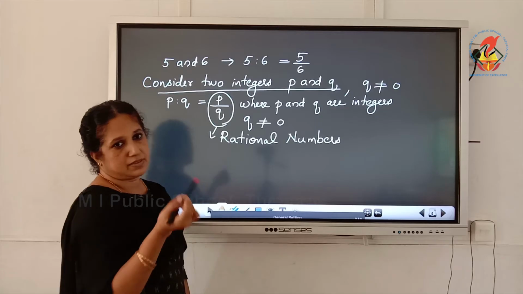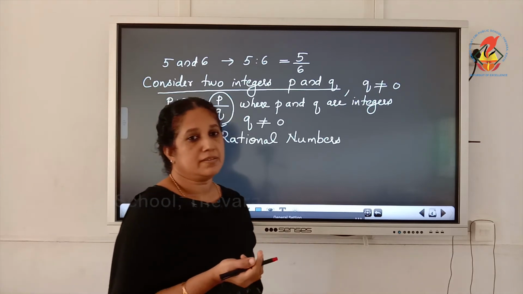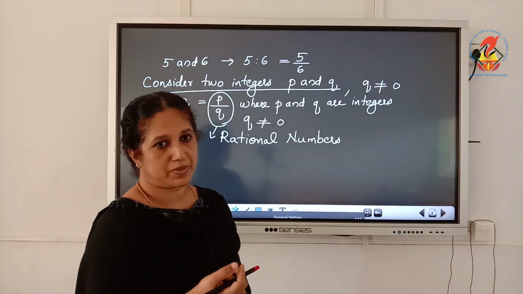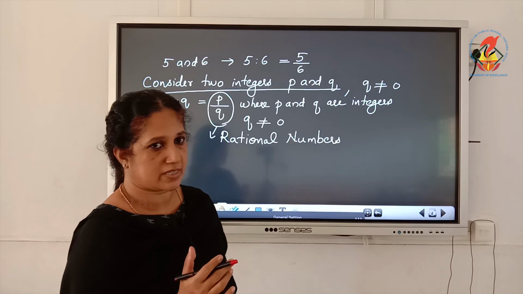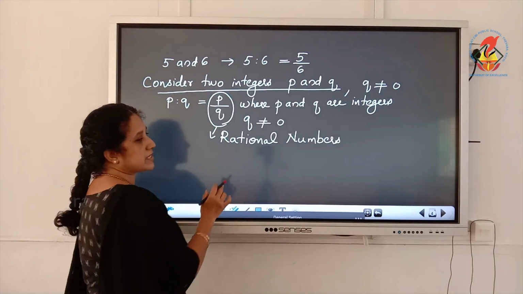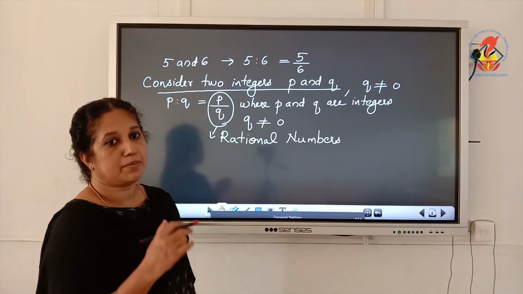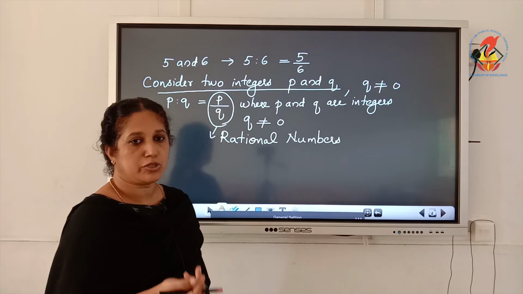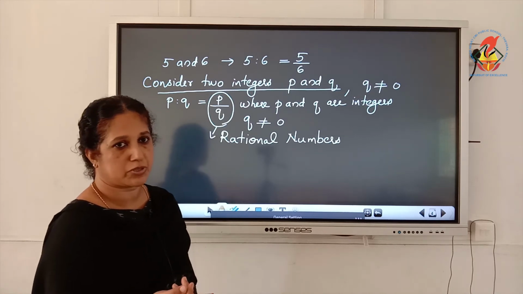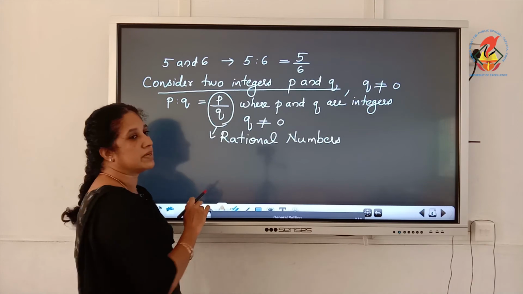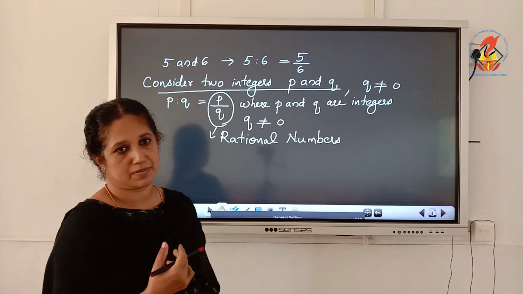The word rational comes from the term ratio between two integers. So if we can express a number in the form p by q, where p and q are integers and q is not equal to 0, we can call the number a rational number.